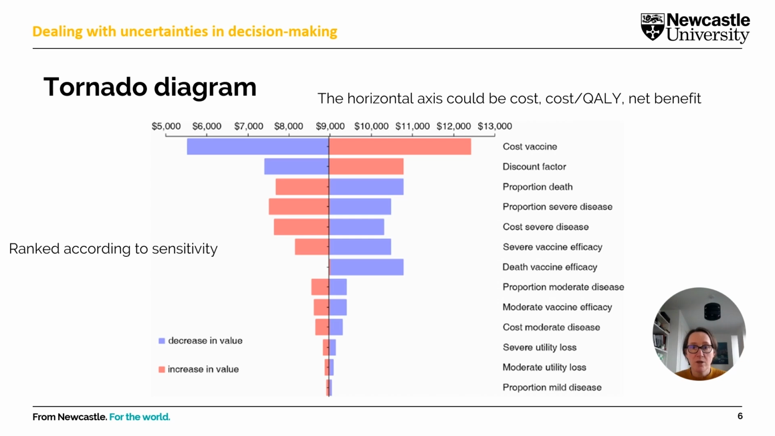Typically, we order the bars so that those with the greatest spread, the parameters to which the model outcome is most sensitive, come out at the top, and those with the lowest spread, the least sensitivity, are at the bottom. We then end up with this diagram with stacked bars, which has a distinctive tornado shape. These tornado diagrams, or tornado plots, are used to help reviewers assess which of the model's parameters have the greatest influence on its results.